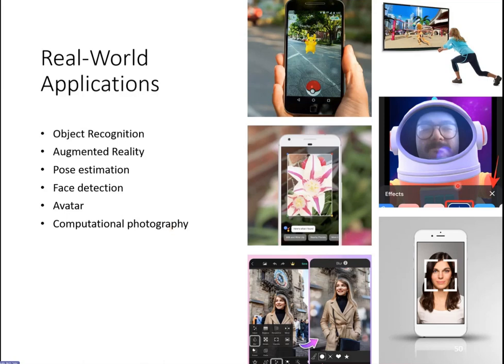And avatar, so this is avatar. It makes videos and communication more interesting. And computational photography. In this example, you take a picture, but you don't like the background. You want to emphasize the foreground, so you can use a computer vision algorithm to separate the foreground and background, and blur the background, so that you highlight the subject in the image.